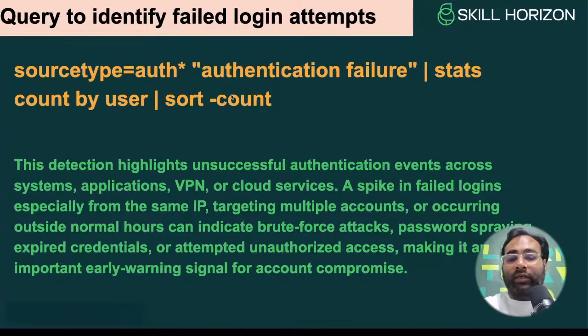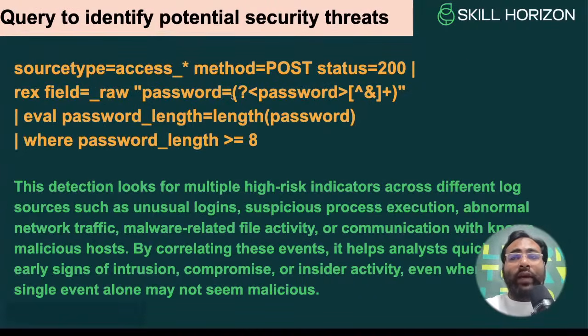Okay, the next query we have is the query to identify potential security threats. The second query you are seeing has source type access, then the method, which is the request type, GET or POST, so method is POST, then the status which is 200, then the rex field raw password, and that's the query you can use in Splunk.